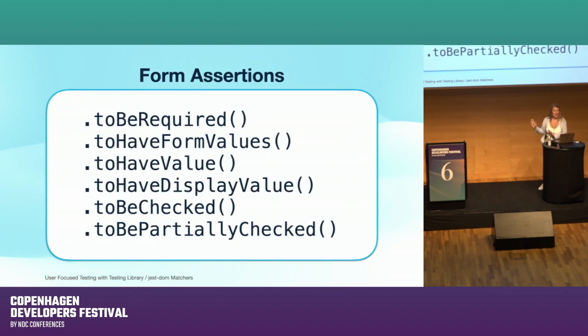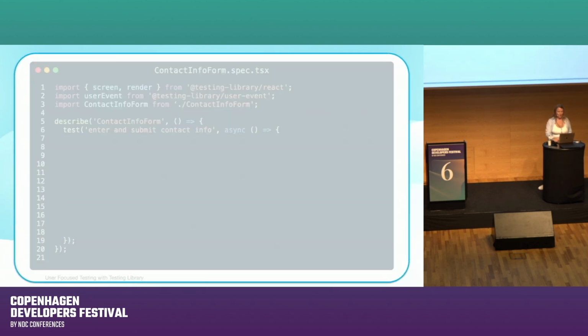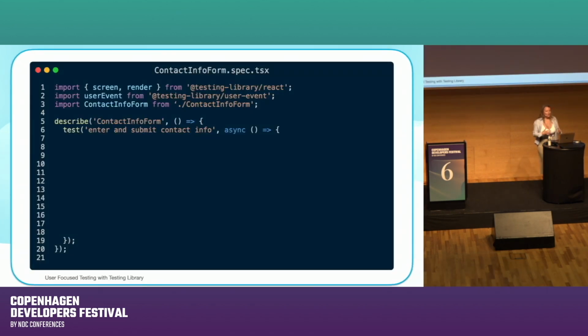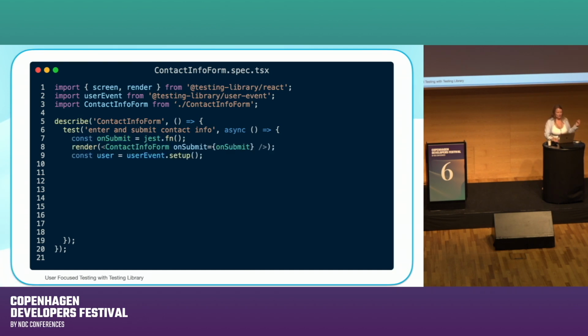And the rest of these matchers are also for making assertions on form controls. I've got a quick interaction user flow to help us put it all together. First, we're calling testing library's render with the component template, and we're providing a spy to the onSubmit property. We'll initialize an instance of user event by calling its setup function.